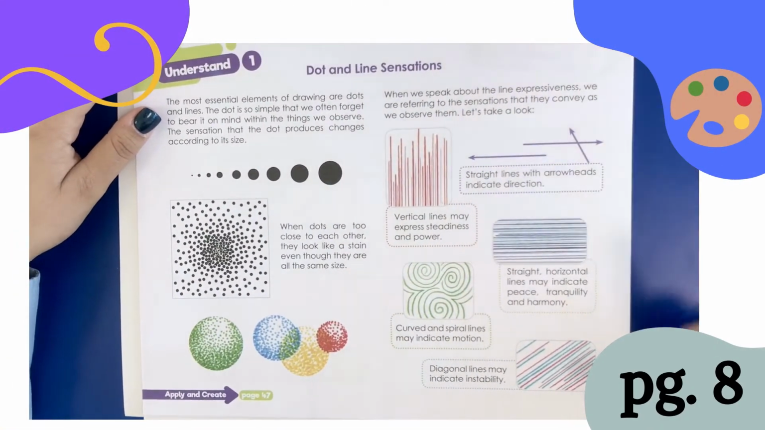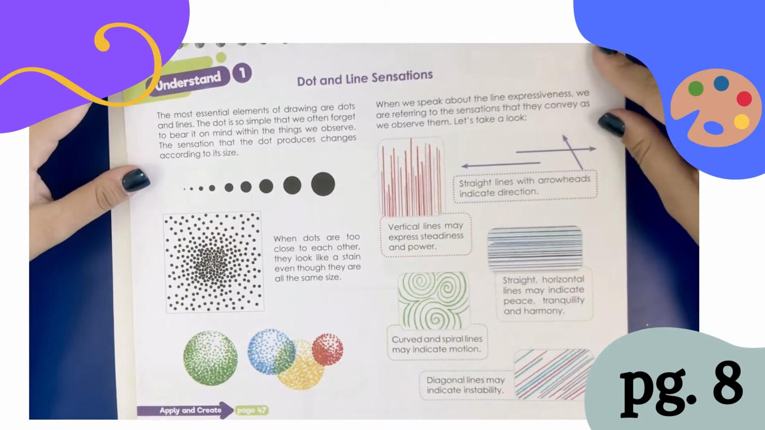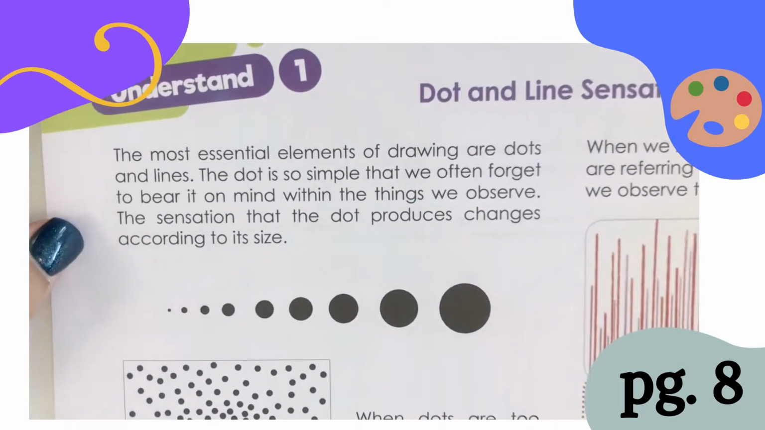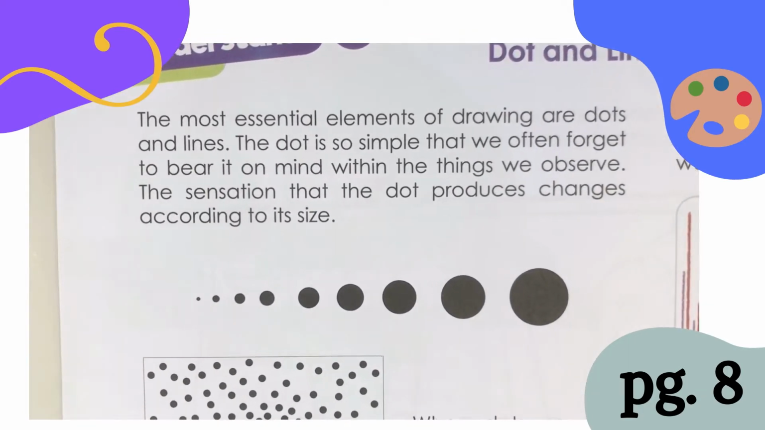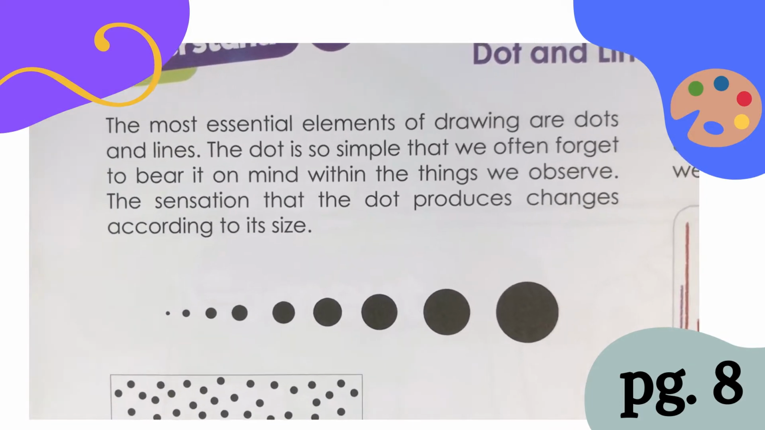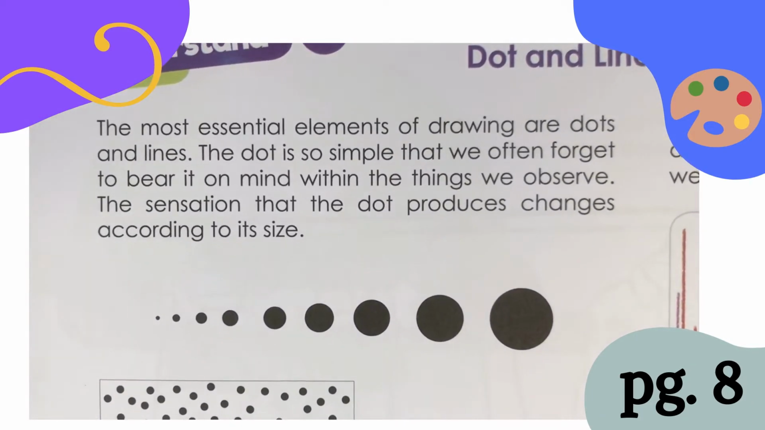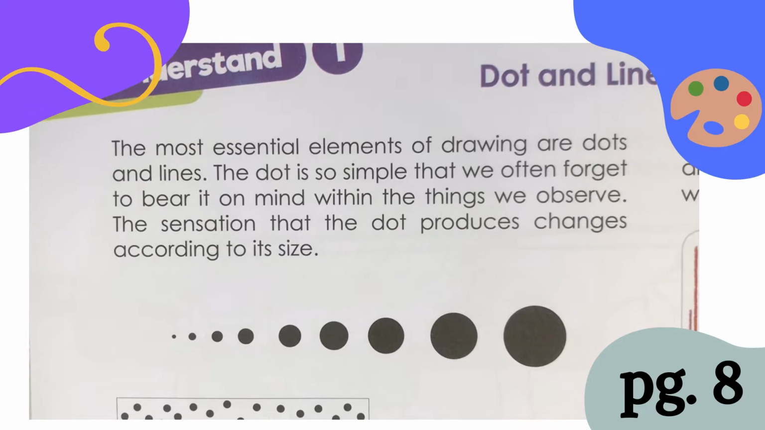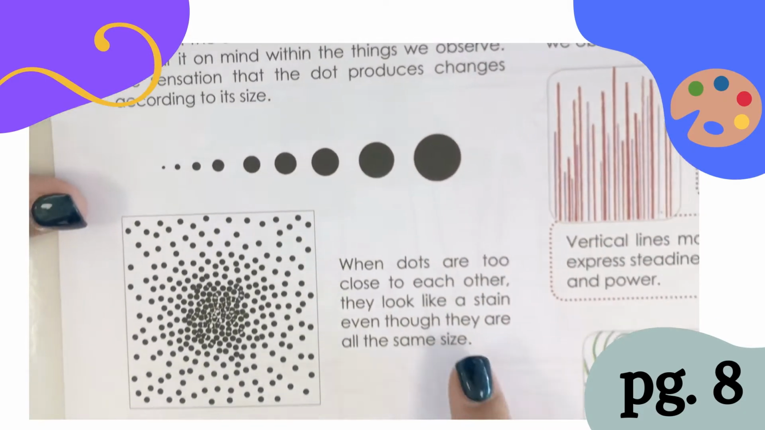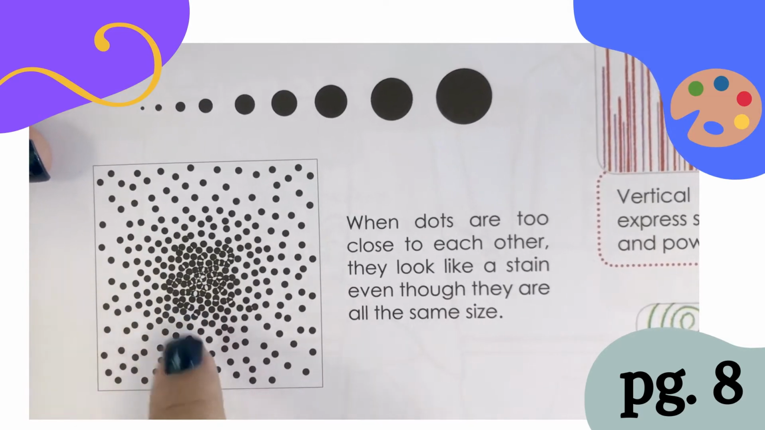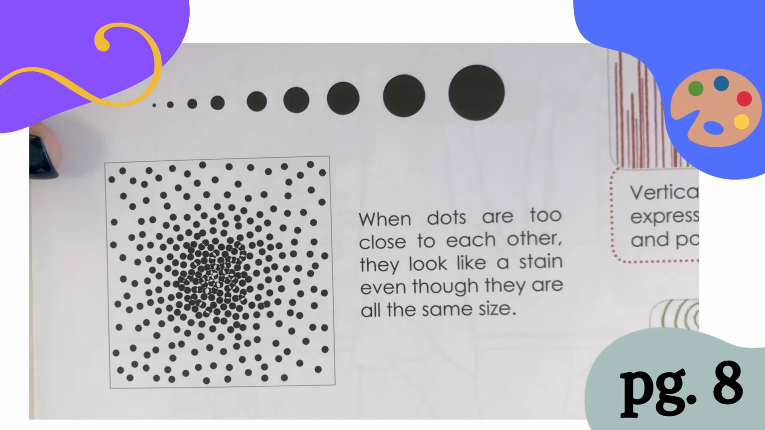You need to go to page 8, and we are going to see dot and line sensations. The most essential elements of drawing are dots and lines. The dot is so simple that we often forget to bear it in mind within the things we observe. The sensation that the dot produces changes according to its size. When the dots are too close, like in here, they look like a stain even though they are all the same size.